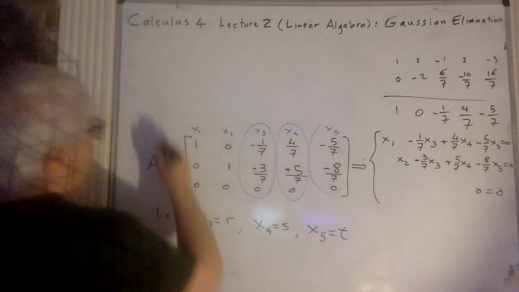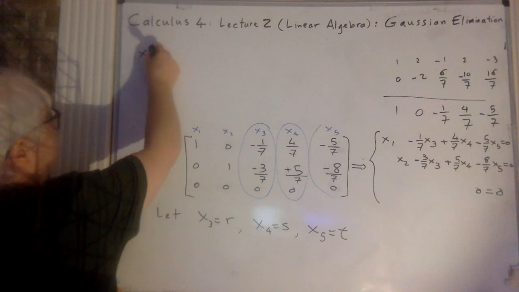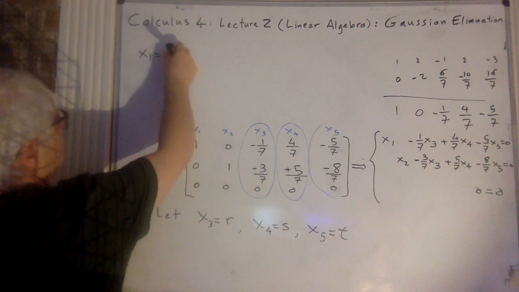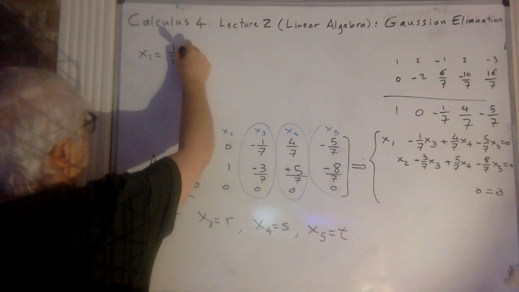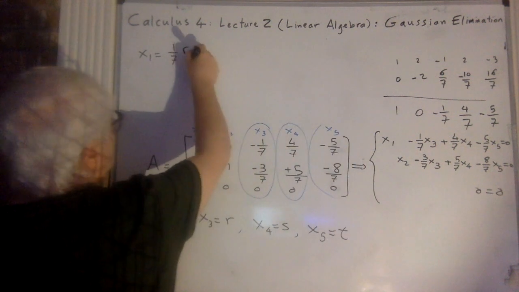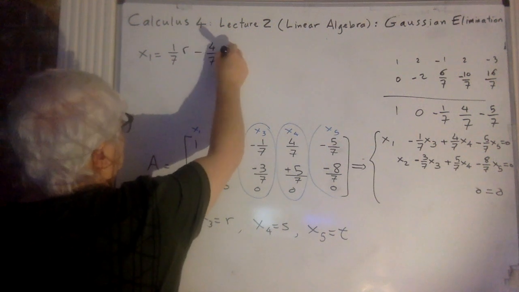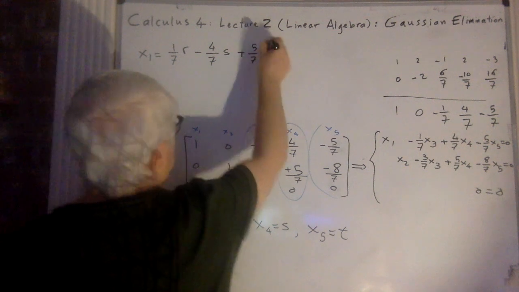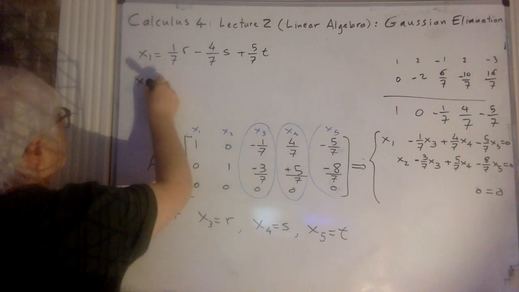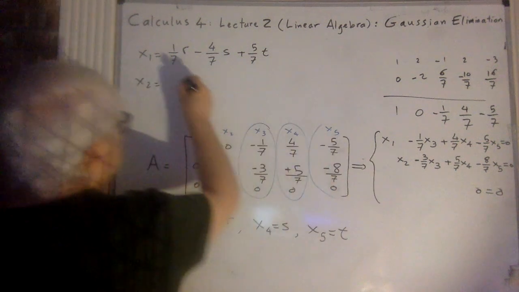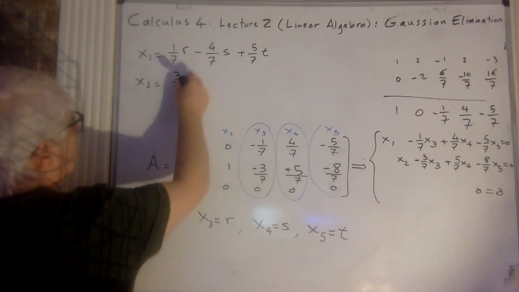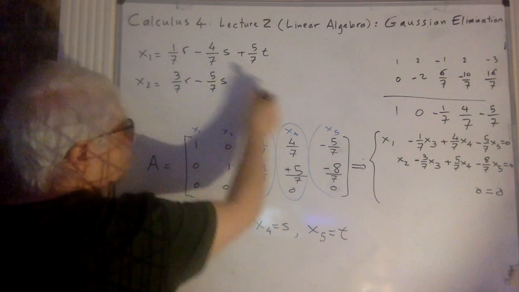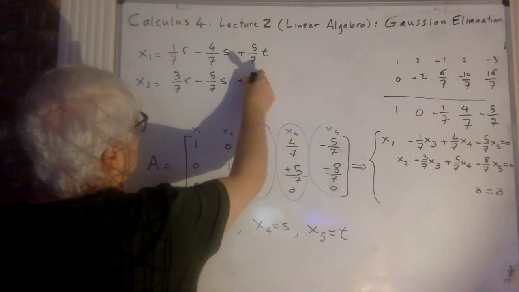So if that happens, then first, let's find x1 in terms of the rest. x1 is 1 over 7 R minus 4 sevenths S plus 5 over 7, and x2 will be 3 over 7 R minus 5 over 7 S plus 8 over 7.